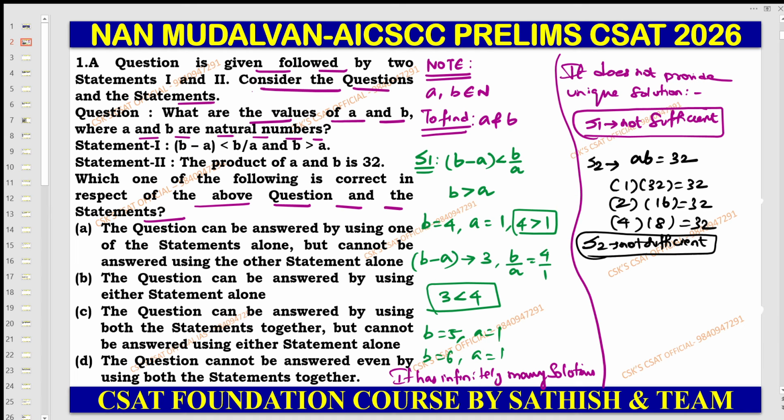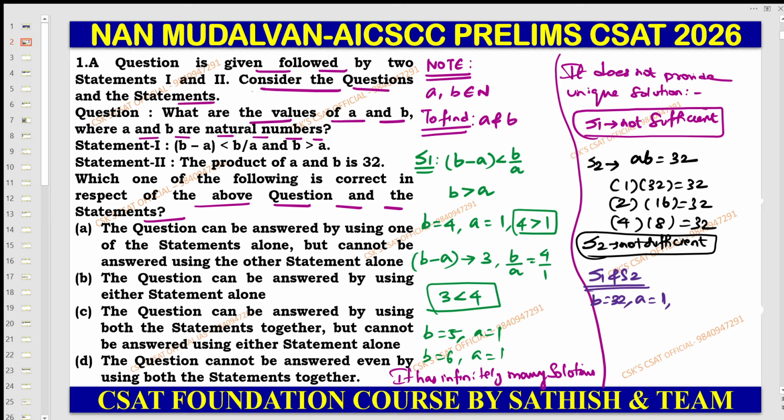So now let us focus on combining these two. Let's take S1 and S2, both the statements together. If you take both the statements, it has to satisfy both. So let's take b equal to 32, a equal to 1, because b is greater than a according to statement number 1. Yes, it satisfies that. What is b by a?